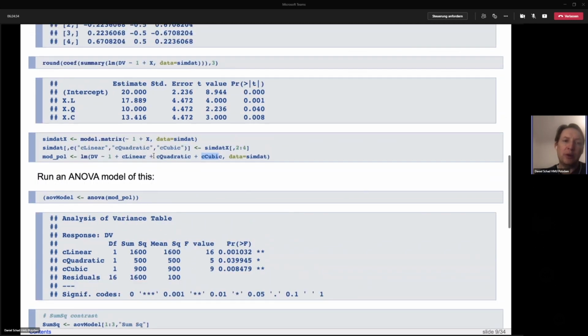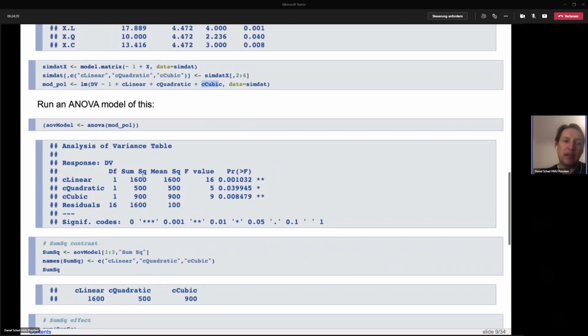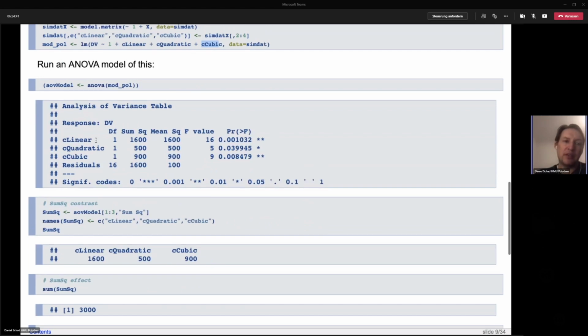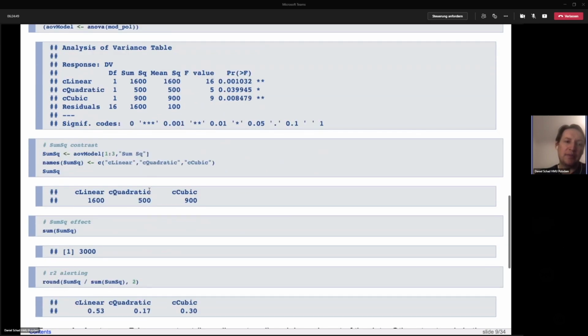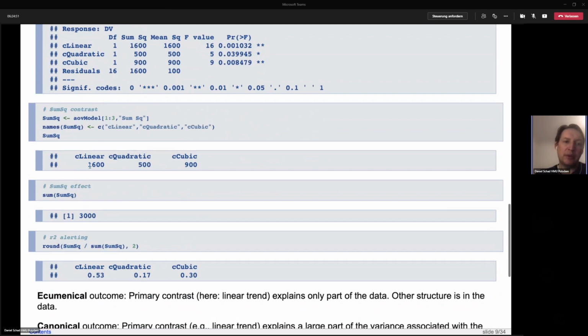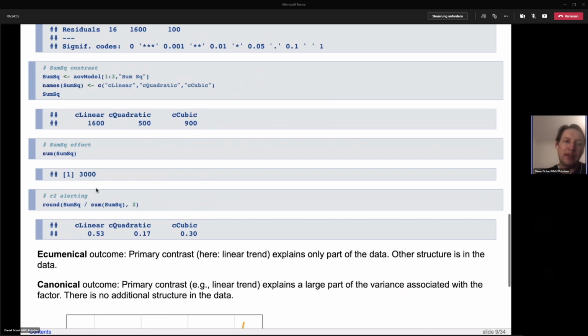What we can do now, however, is run an ANOVA on this model. And now we can extract the sum of squares, indicated here for each contrast separately: 1,600, 500, and 900. We can extract that from the model, compute the sum of that, and that's the effect sum of squares.